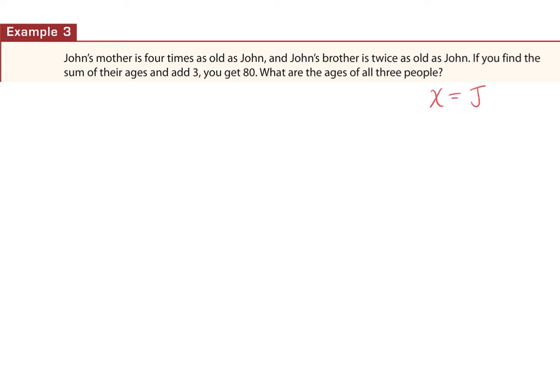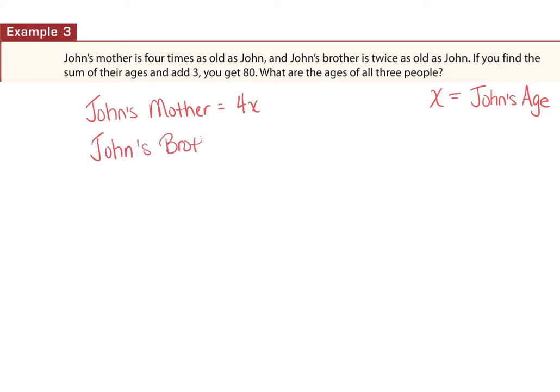We're going to say, well, X is going to equal John's age. All right? And then we are going to write each one of these as in a relationship to John's age. John's mother is 4 times as old as John. How do we write then John's mother? How would we write 4 times as old as John? 4x, right. John's brother is twice as old as John. So how are we going to write John's brother? 2x. And we already said that John's age is represented by an x.